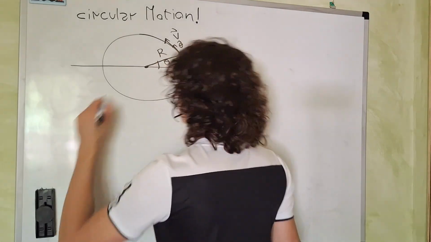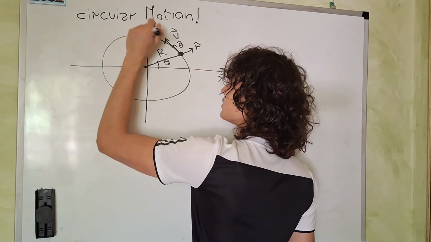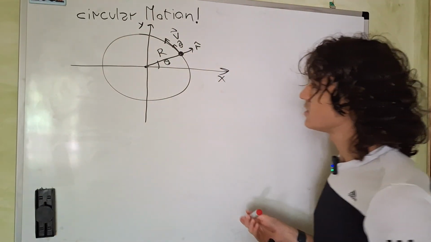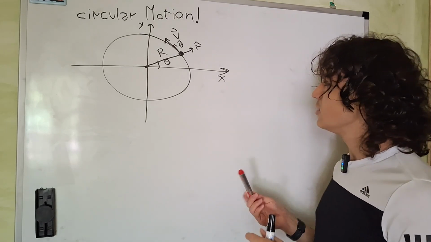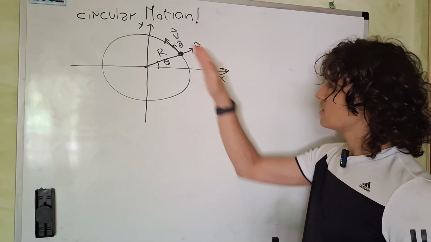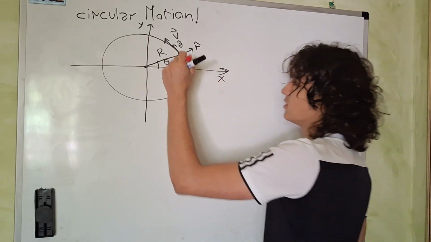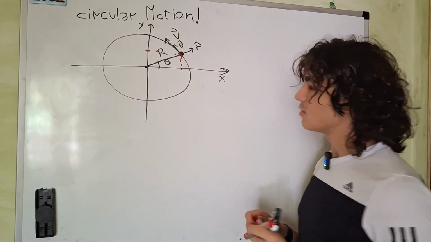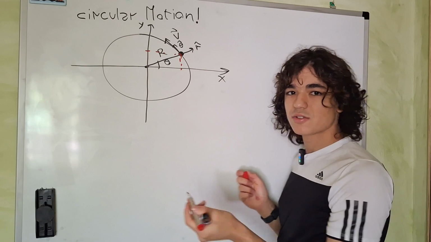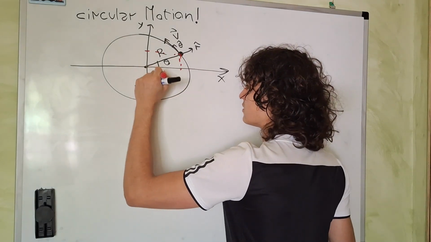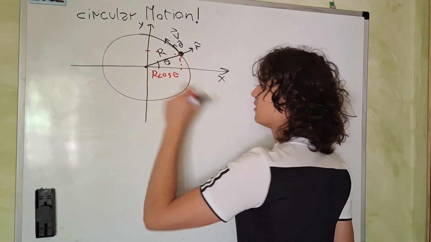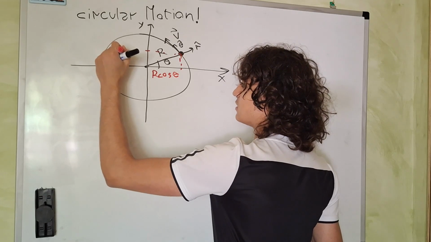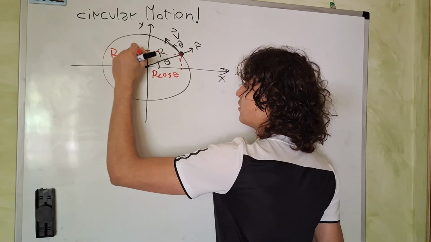Now, we have to put our y-axis. This is our y-axis, and we only need to find the x and y coordinates of this point particle. So that's our x coordinate. This is our y coordinate. And as you can see, the x coordinate is just r times the cosine of theta, and the y coordinate is r sine of theta.